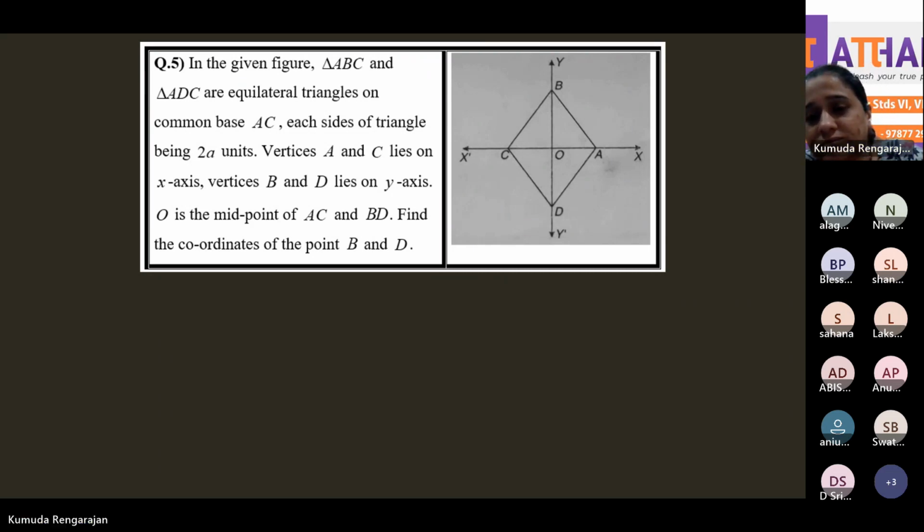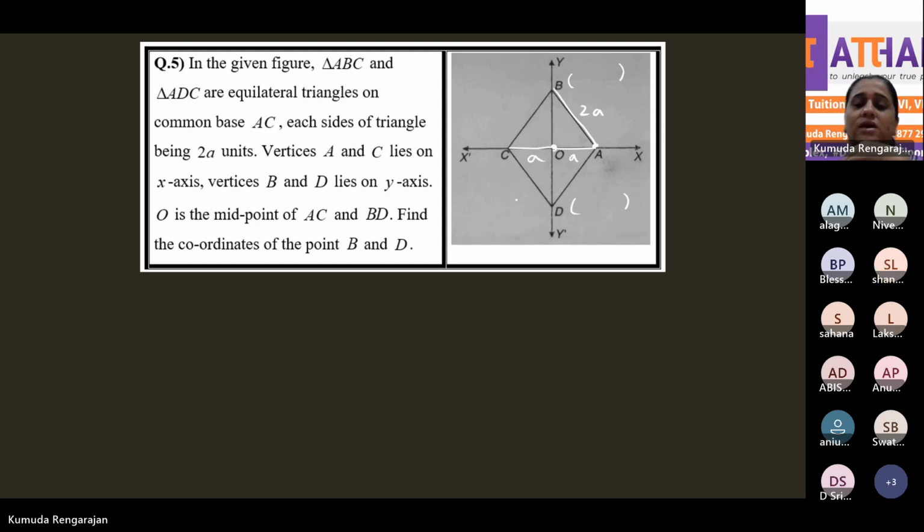How much is AC? No, no. What is the length of the line segment AC given to you in the question? 2A, miss. 2A. Now, O is the midpoint of AC, right? Yes, miss. So then, how much is OA? 2A by 2. 2A by 2, this one is A, correct? And how much is this one? A. Okay, fine. This one you understood. Now, since the triangles are equilateral, this one we know is 2A, correct? Yes, miss. Okay. Now the question is to find the coordinates of B and D, correct?